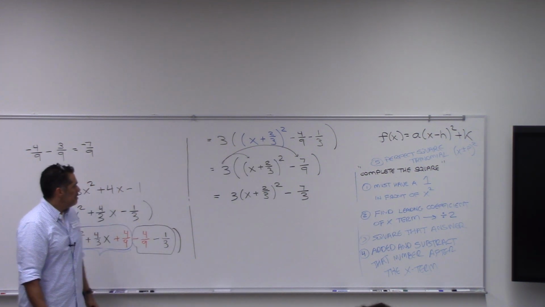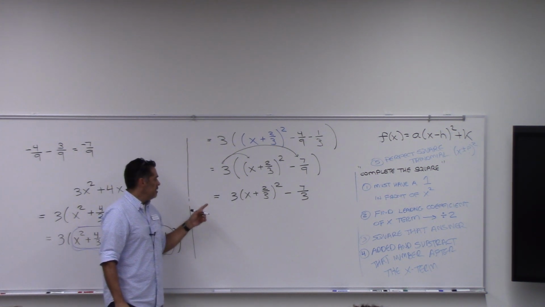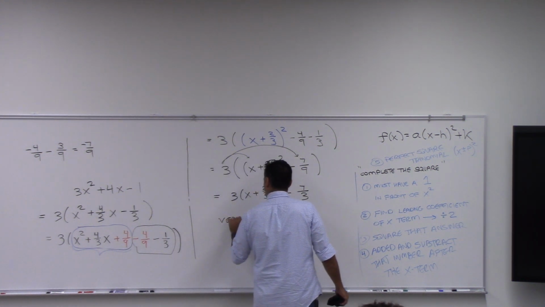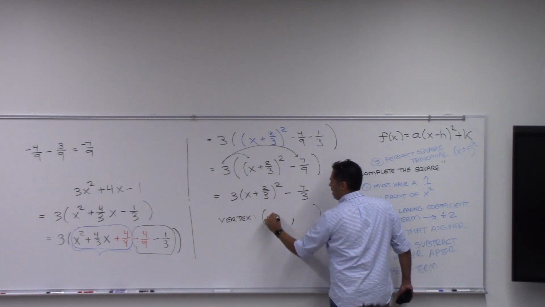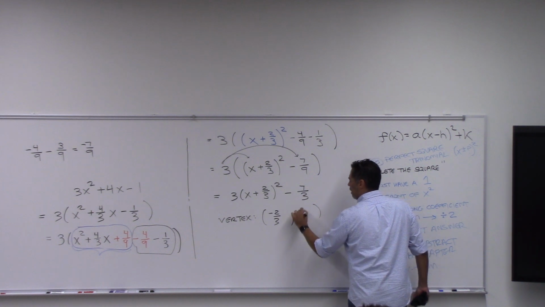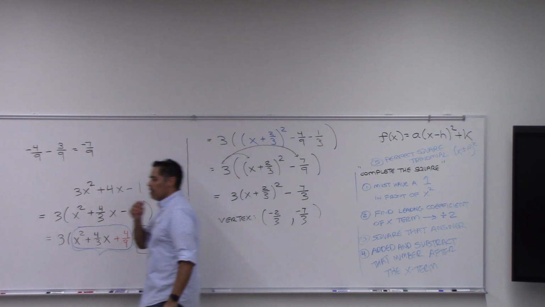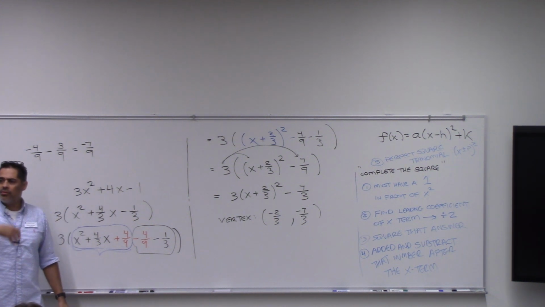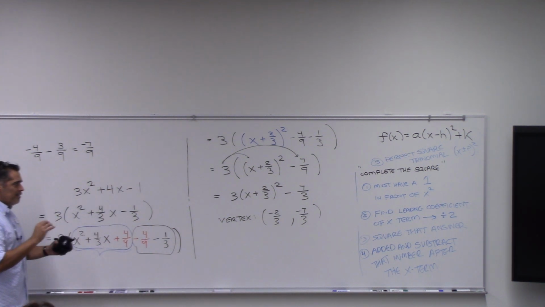All right, let me ask you some questions. Does this parabola open up or down? Up, because 3 is positive, right? Okay, what is the vertex of this parabola? The opposite of that number, negative 2/3, and then negative 7/3. The biggest thing here is the completing of the square technique: taking half of that number, dividing it by 2, squaring it, adding it and subtracting it, that hidden 0, keeping track of everything.